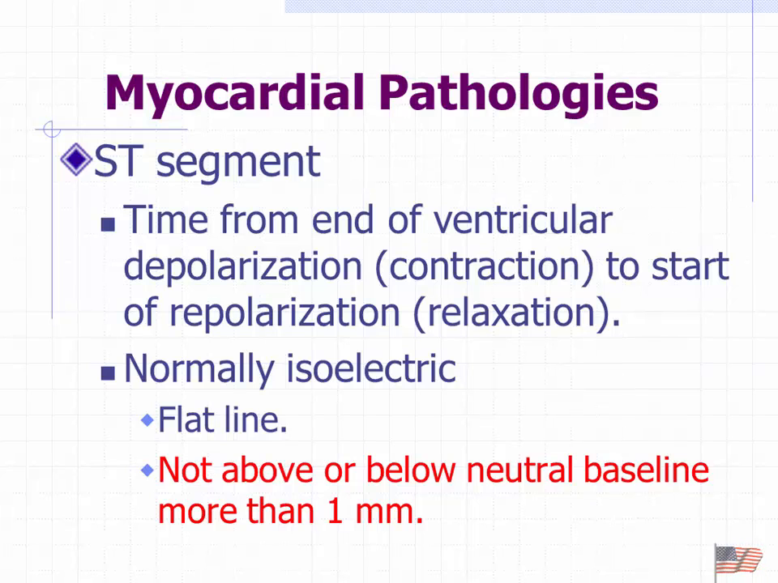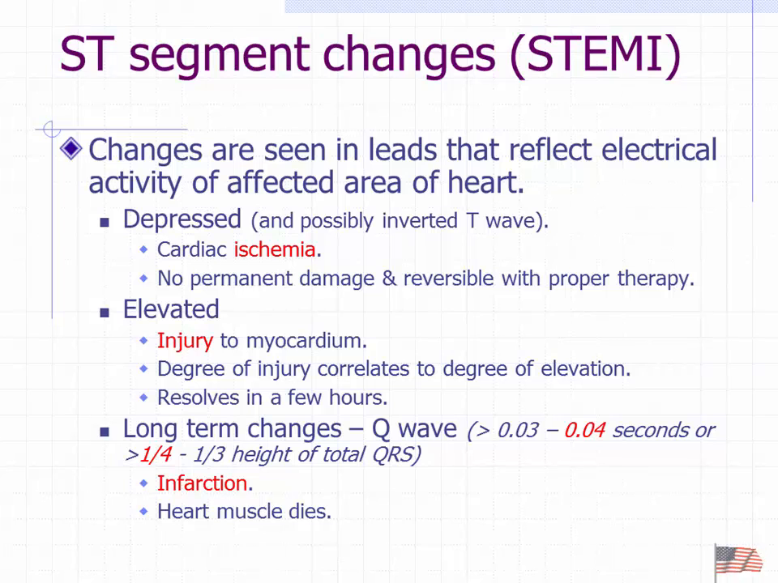Always looking to the ST segment. Normally it's flat. We talked about the changes that would happen where it's elevated or depressed. Depressed again is associated with ischemia. Injury is associated with an elevation. And I haven't talked about infarction yet because I want to stay away from it. But what happens if the heart muscle does die?